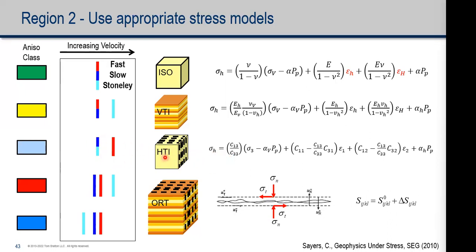In fact, what is more appropriate, I think, is to use what we call linear slip theory. If the velocities are being affected by the fractures, then you can look at the background compliance and the fracture compliance and use these elastic moduli in your horizontal stress equation to model this correctly.